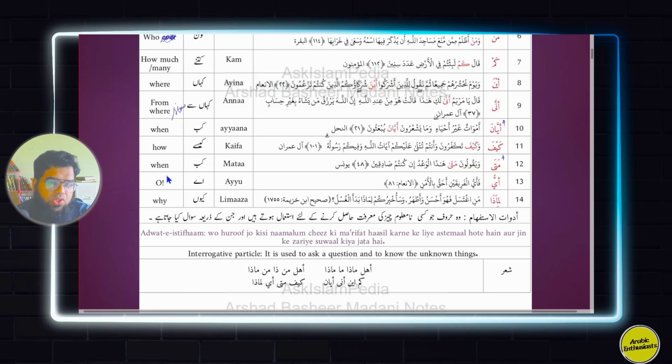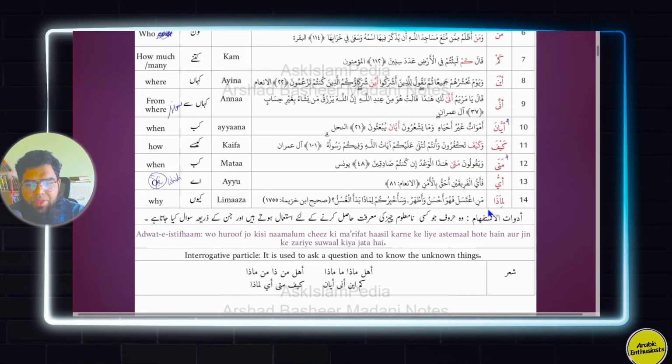Ayyu is which. I don't know why he said oh. It should be ya actually. So that's a mistake. Ya Hamid, oh Hamid. This is which.